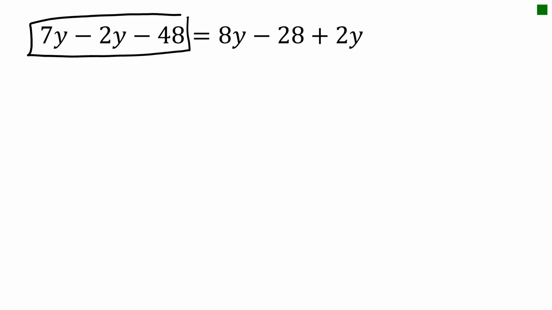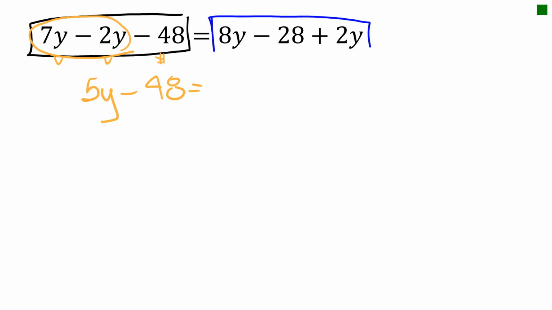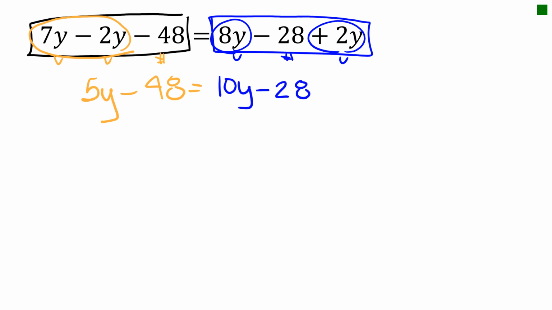Over here on this side, I've got to combine like terms. Variable, variable, number. So I'm going to put my two variable terms together. 7 minus 2 is 5. Those are my y terms. I still have minus 48. And over here on the right-hand side, I've got variable, number, variable. So I'm going to put my two variable terms together. 8 plus 2 is 10y, and I still have minus 28.